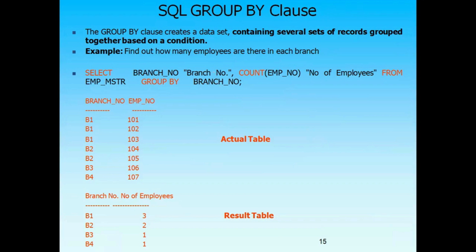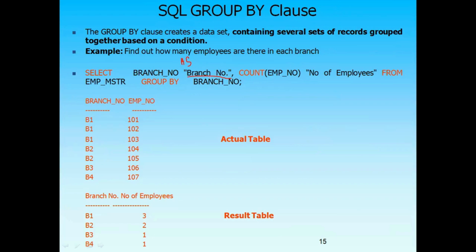So select branch number as branch number. This is the example of aliasing. If you want this spelling in the result as the column name, you can use a space here and mention that column name in double quotes, or you can also use AS, which is optional. So either you can use a space here or you can use as branch number. Both are correct, both are alternative methods.